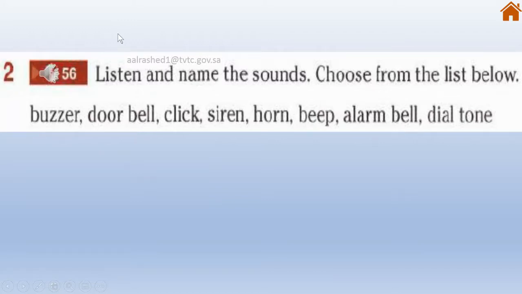Unit 11. Cause and effect. Recording 56. 1. 2. 3. 4. 5. 6. 7. 8.